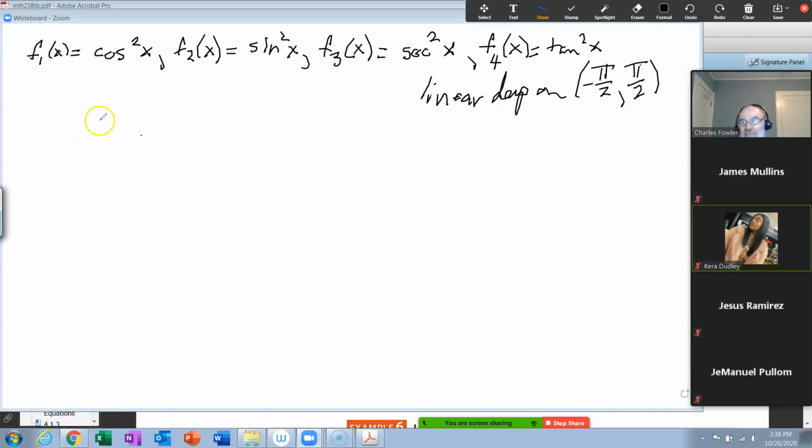Well, I'm just going to point something out to you. What is cosine squared x plus sine squared x? Anyone know? I hope you do. 1. Okay. Now, let's do another one.